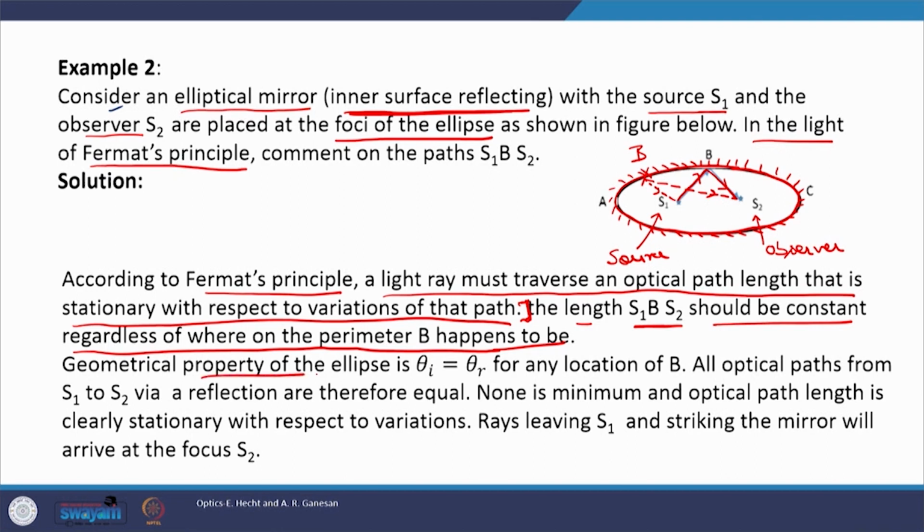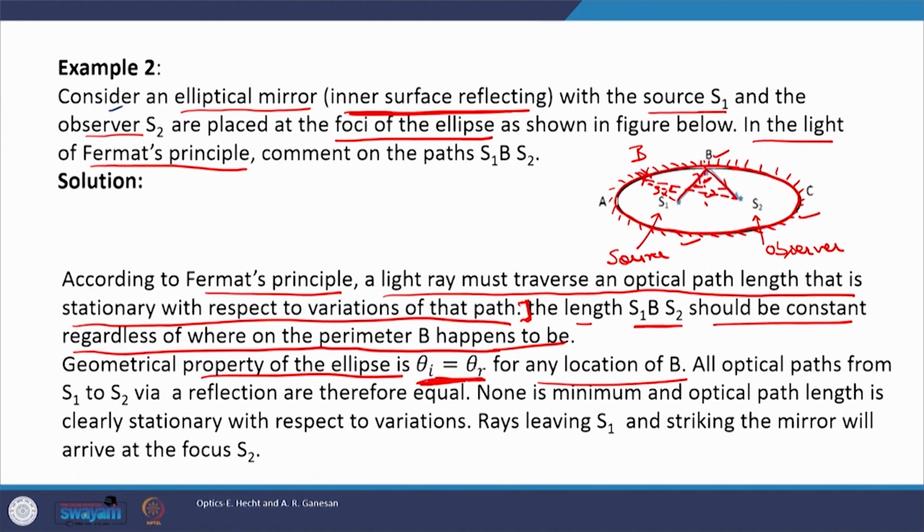Now, the geometrical property of the ellipse is that the angle of incidence is equal to the angle of reflection. If you draw a perpendicular here, then this angle must be equal to this angle. This is the geometrical property of an ellipse, and therefore this property would hold irrespective of the location of B on the perimeter. B may be here, B may be here, B may be here.